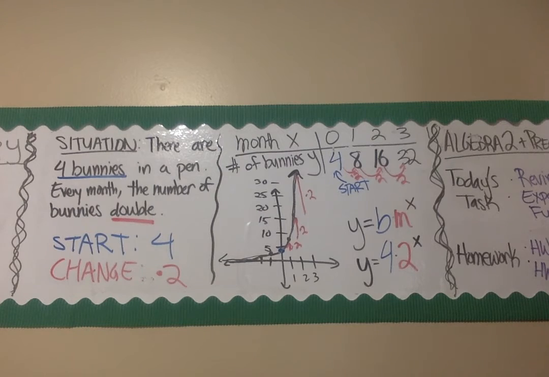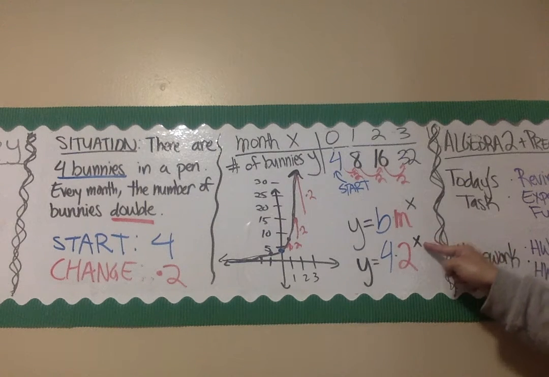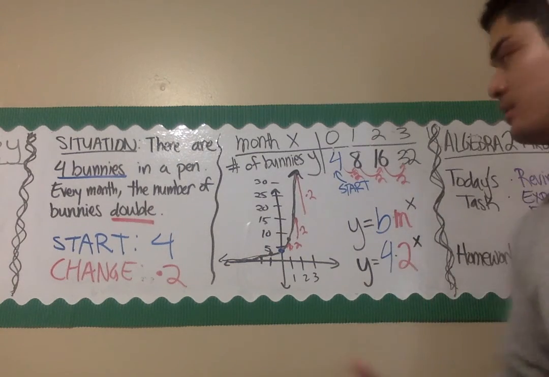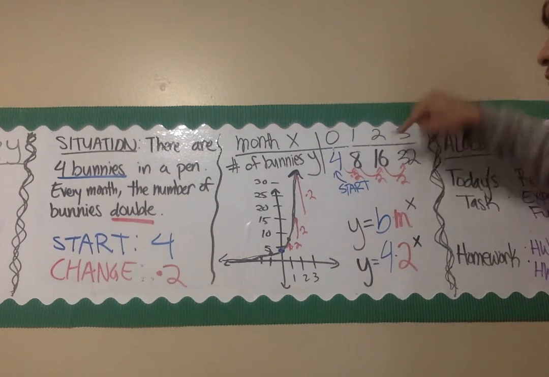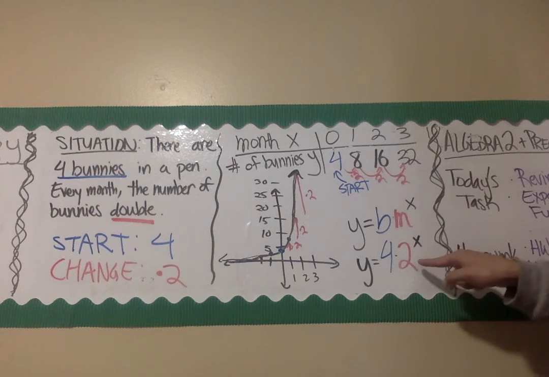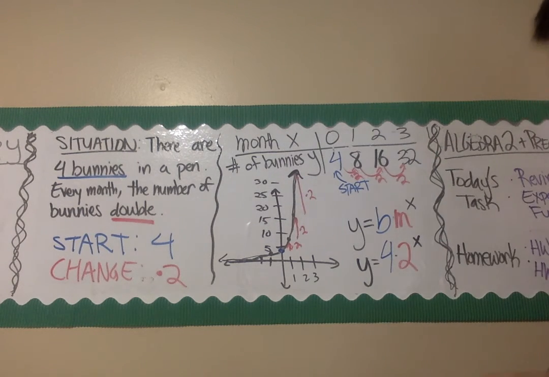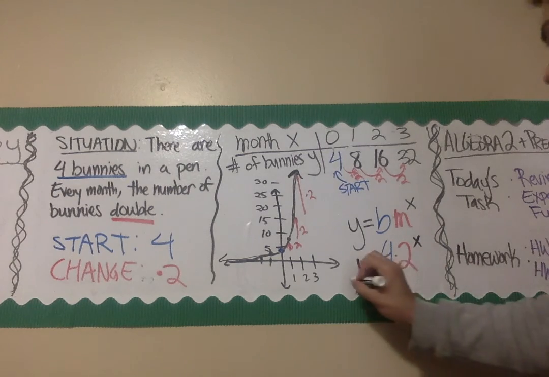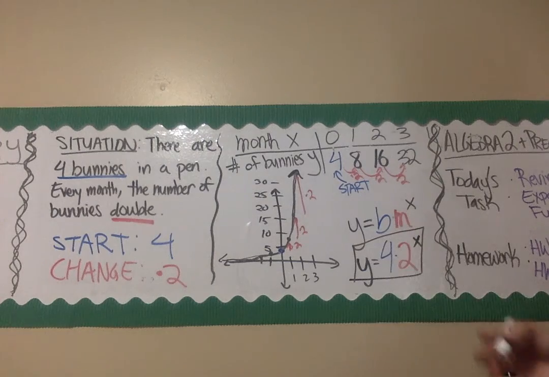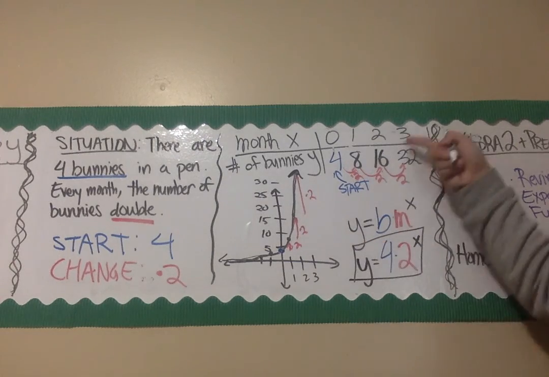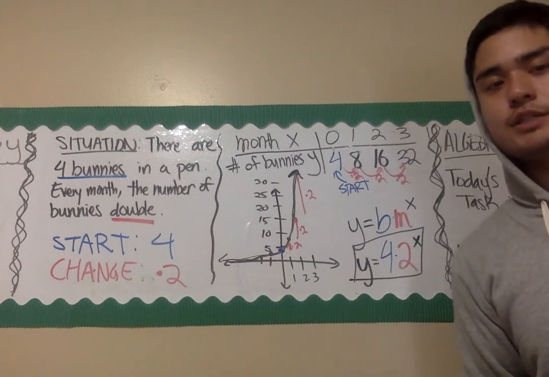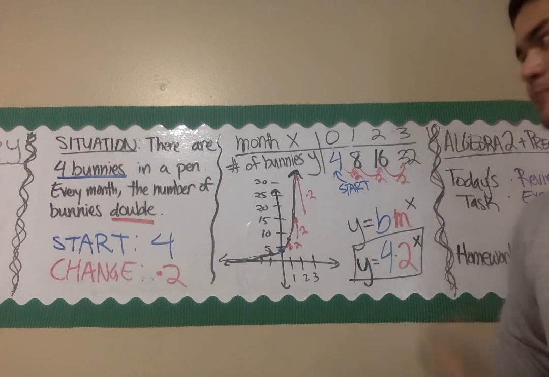And then we're done. The reason why we have this equation like this is because this exponent is telling us how many times we're multiplying 2. When we're at x equals 3, we've multiplied 2 three times. Therefore, we're doing 2 to the third. But yeah, so we have the equation. I'm going to underline that, or I'm going to box it. The equation, the graph, the table, and the situation, all describing this bunny population.